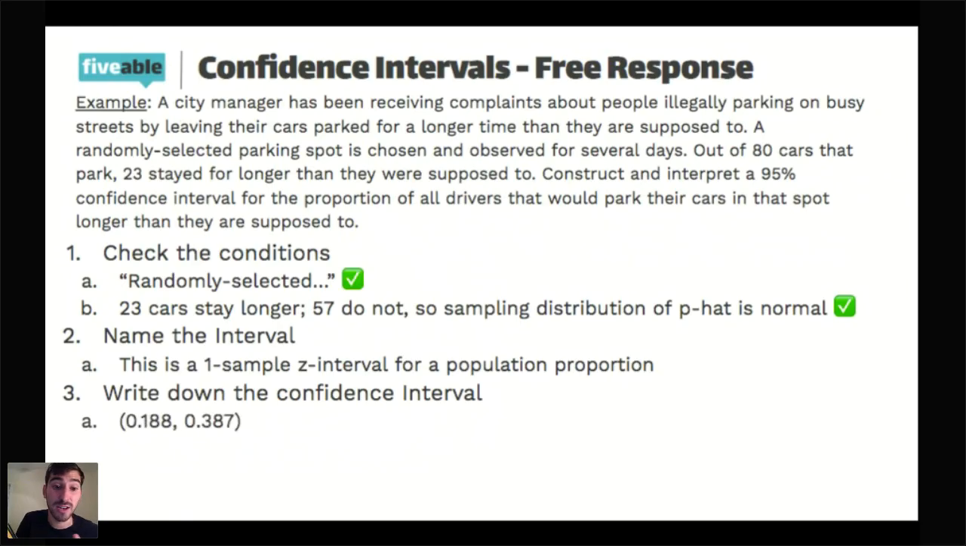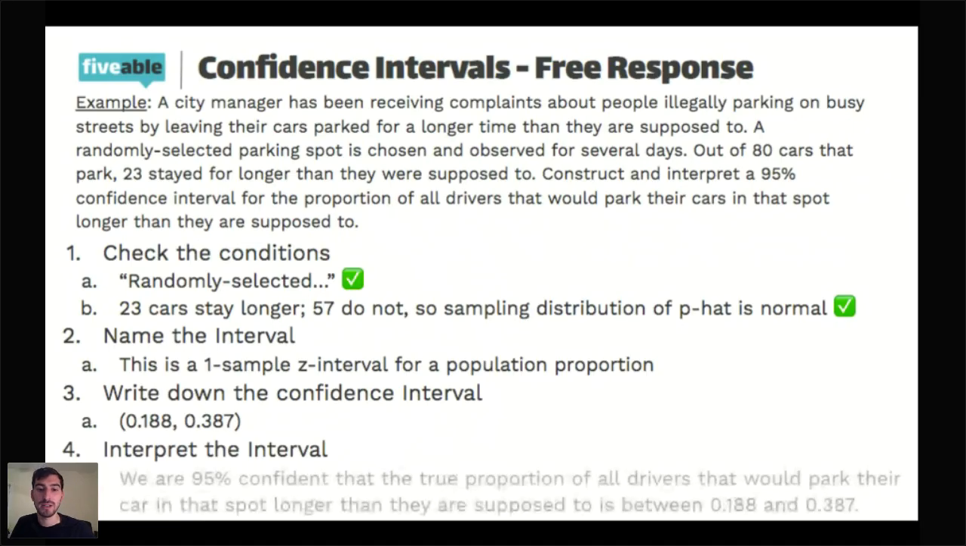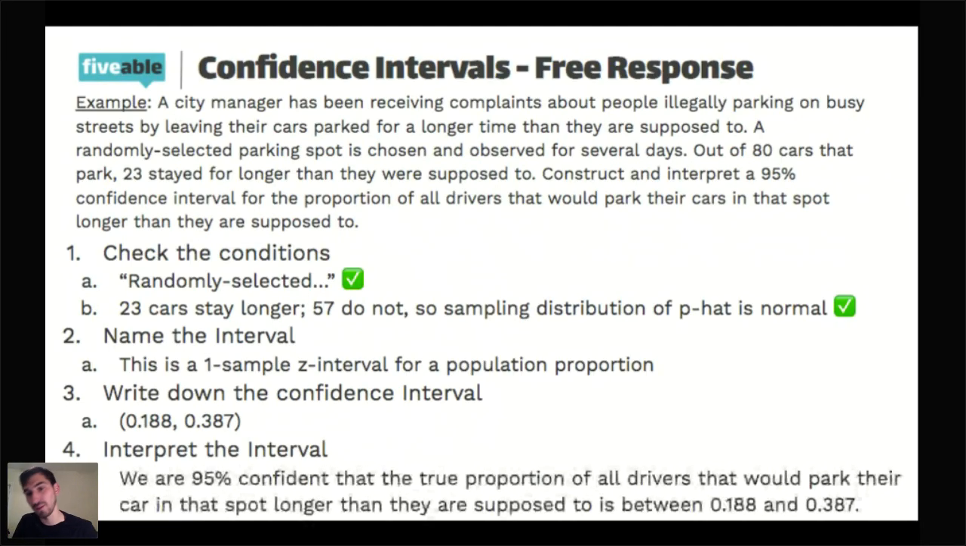I'm rounding to the nearest thousandth, as I always do on the AP exam. If you include extra places after this, if you go to the 10,000th place or the 100,000th place, also fine. But if you go 0.188 to 0.387, that is considered accurate enough. And then my sentence, because it was a 95% confidence interval: we are 95% confident that the true proportion of all drivers that would park their car in that spot longer than they're supposed to is between 0.188 and 0.387.